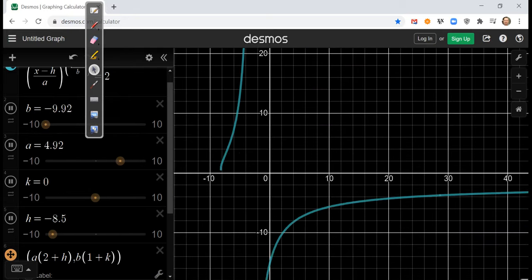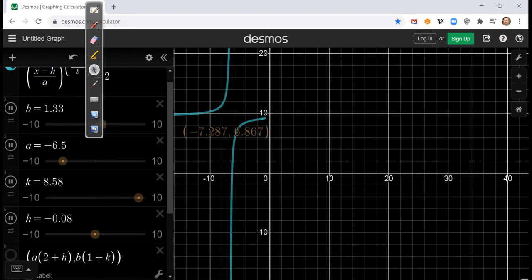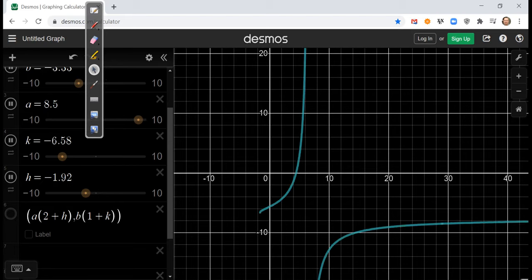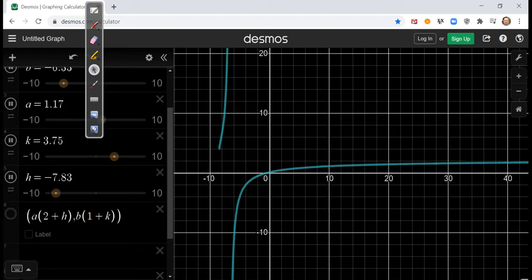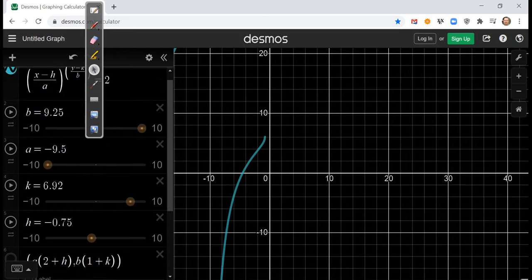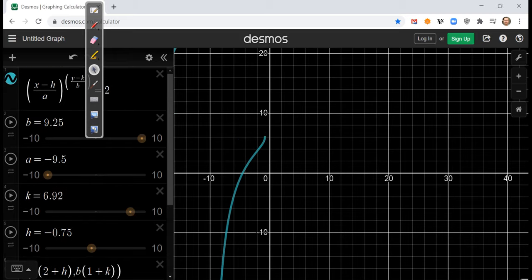Oh, my point seems to be going crazy. We'll kick that one out for a moment. Oh, turn off the label here. So we start doing all these stretches all at once. We see all these different possibilities. And all of these transformations occurred on a function that doesn't have the form y equals whatever, right?